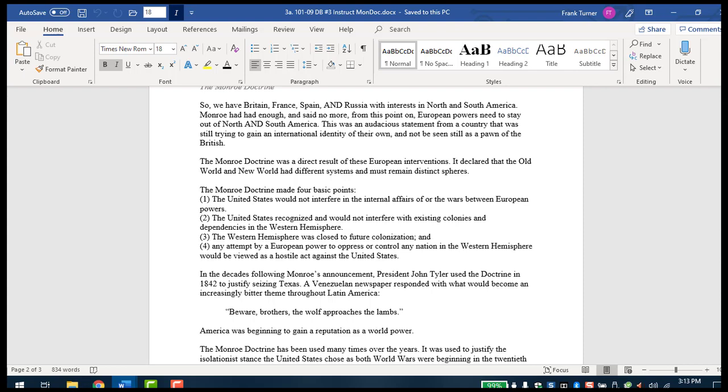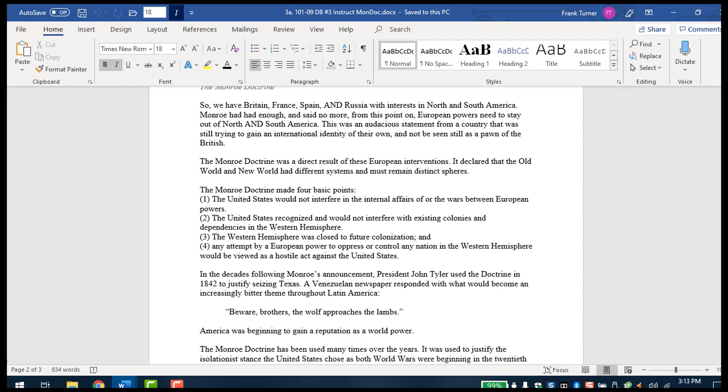So understand, this is an audacious statement from a country that was still trying to gain an international identity of their own and not be seen still as a pawn of the British. So the Monroe Doctrine was a direct result of these European interventions. It's clear that the Old World and the New World had different systems and must remain distinct in different spheres. It had four basic points.